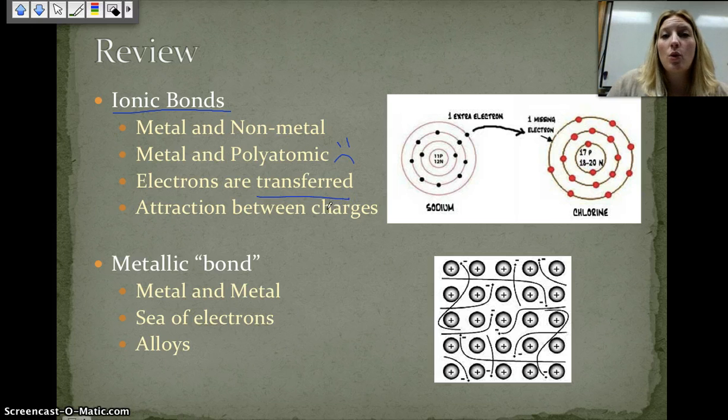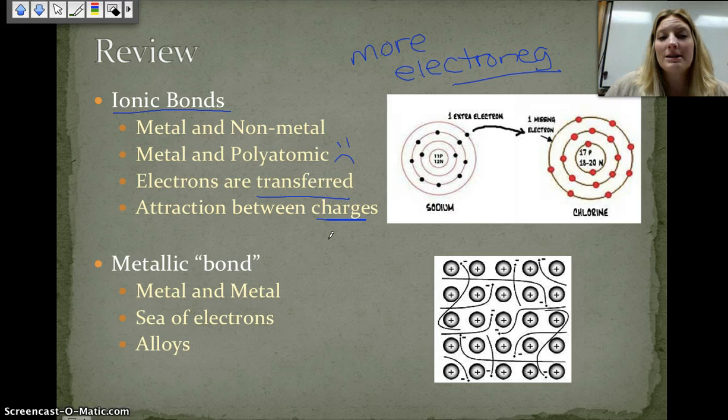They go to the more electronegative atom. Remember that electronegativity is an atom's ability to attract electrons. So the more electronegative one is actually going to steal those electrons from the less electronegative one. Then, once those electrons are transferred, you have some charges. You've created those ions, and there's an attraction between those charges.